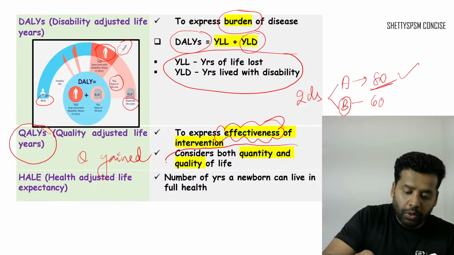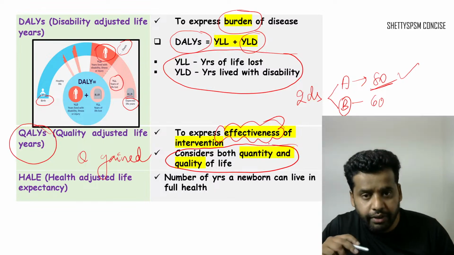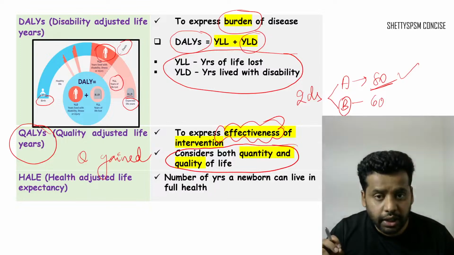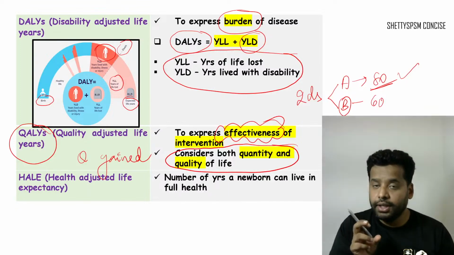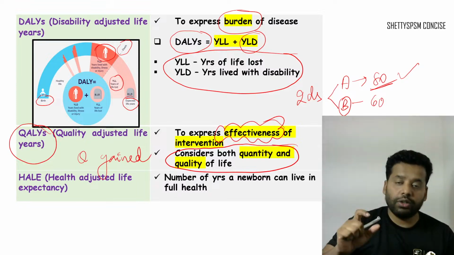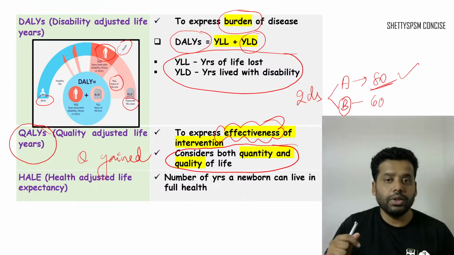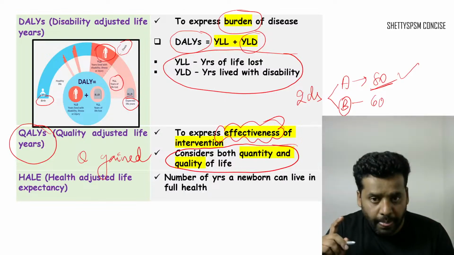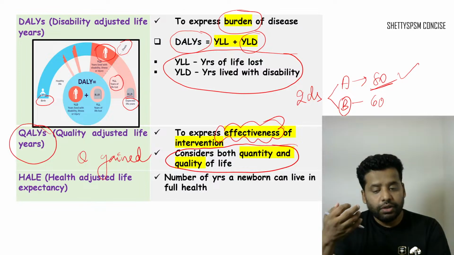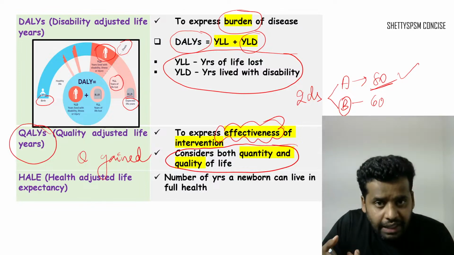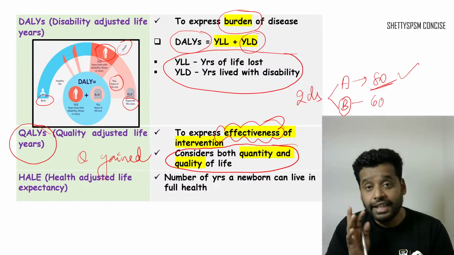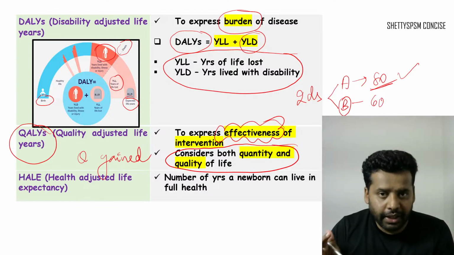We consider both quantity and quality of life. How good is that intervention? That is decided by quantity of life given by that intervention, and at the same time quality of life. There is a way to assess quality of life. There is one value called utility value. Based on that, we tell how good is the intervention. The intervention should give more quantity, it should prolong the life, and at the same time it should give good quality also. Then that intervention will be better comparatively.